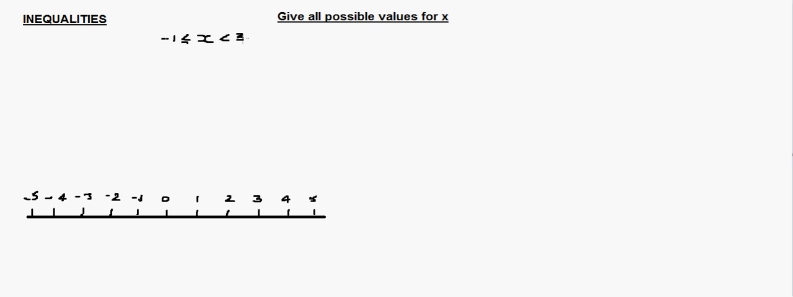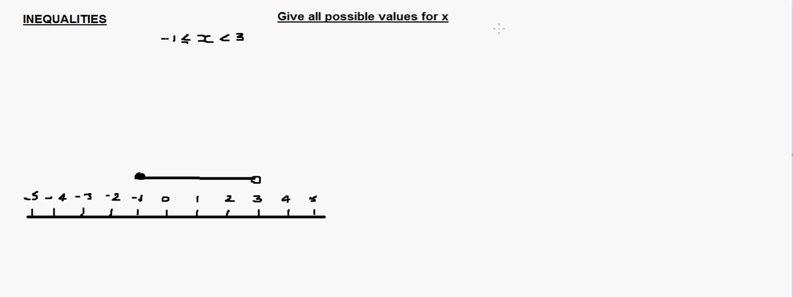So for x is 3, we know x is less than 3, but not equal to 3. Now x is greater than -1, so we go to -1. But we put in a full circle because it's greater than or equal to -1. So now all we do is we connect our 2 points, and then it says give all possible values for x.